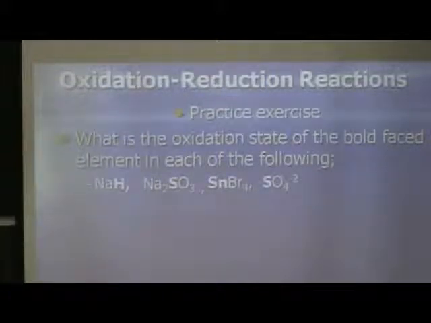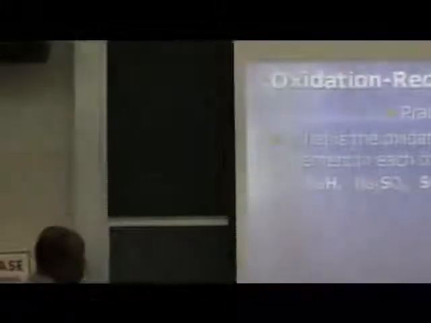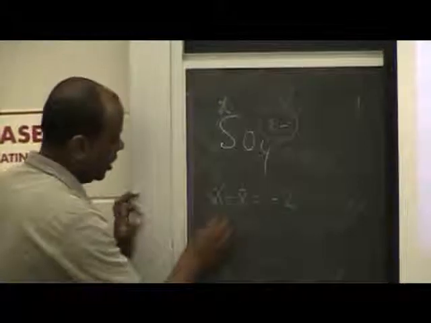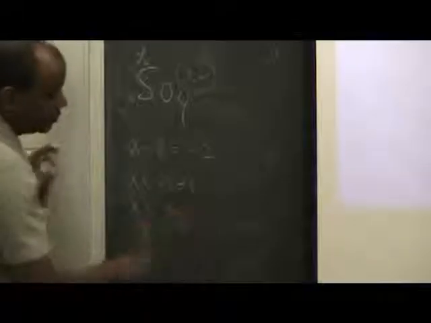Okay, this is going to be X again, right? In this case, the way that we calculate is X plus 4 times minus 2, which is minus 8, gives me minus 2. Because the net ionic charge is not a neutral molecule. So X equals minus 2 plus 8, X equals plus 6.